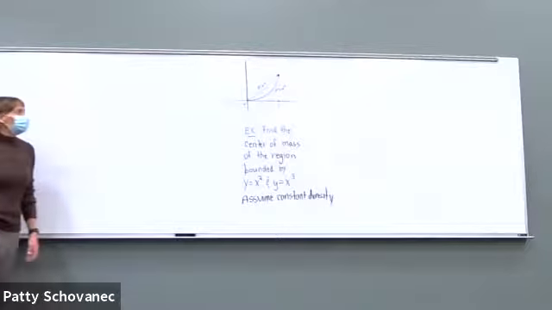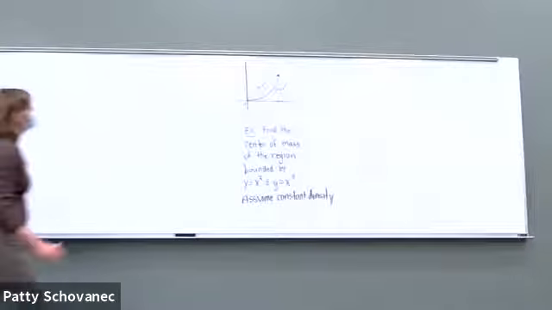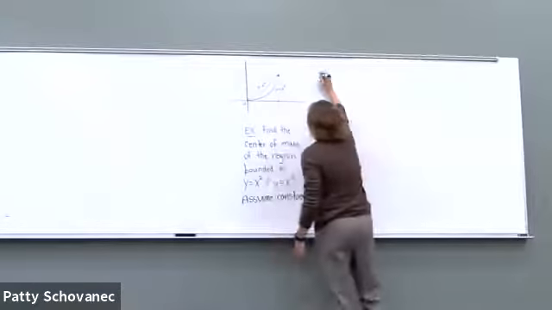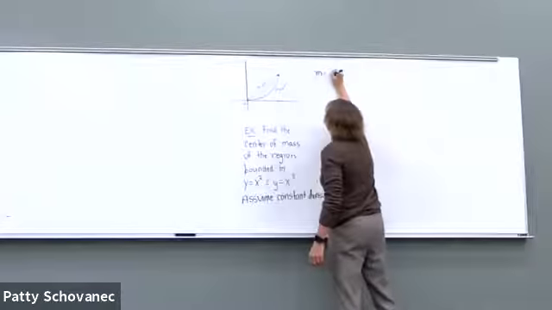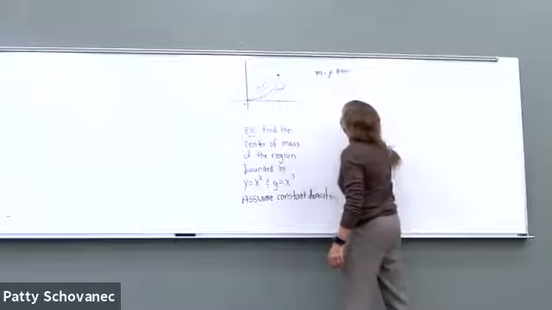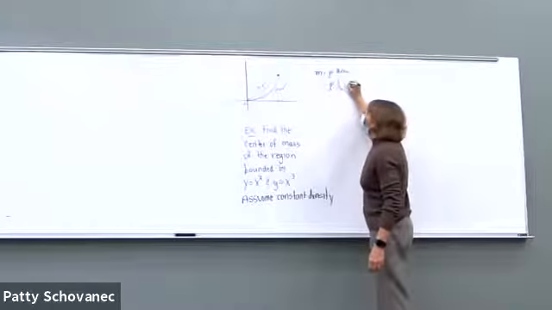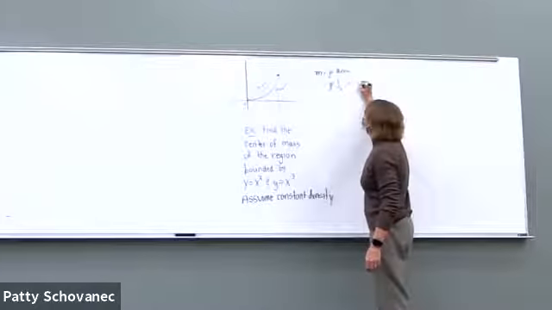So both x bar and y bar should be fractions. The mass is density times area. Let's do the mass integral first. There's my constant density. My area is top graph minus bottom graph.